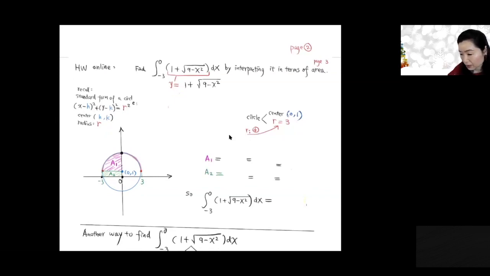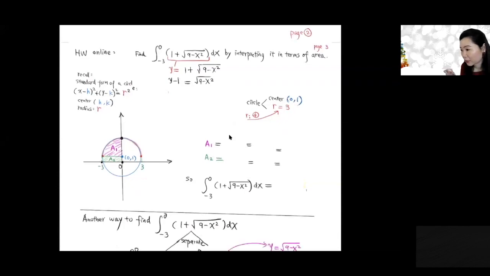So you will have y minus 1 equal to the square root of 9 minus x squared. After that, you're going to square both sides, okay? So you have y minus 1 squared equal to 9 minus x squared.